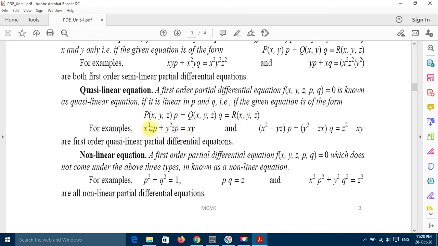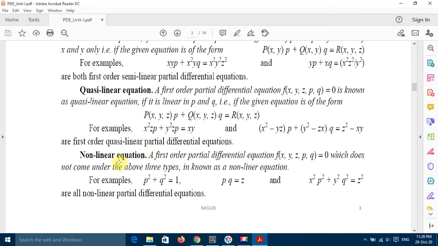For example, x square z p plus y square z q, sorry not p, it is q, is equal to xy. Okay, and another example is (x square minus yz) p plus (y square minus zx) q is equal to z square minus xy. These are the examples of first order quasi-linear partial differential equations.